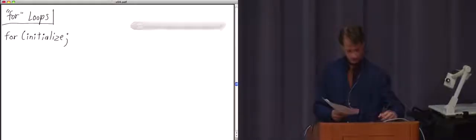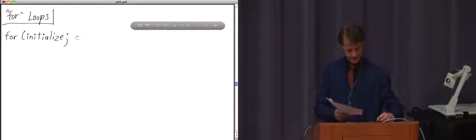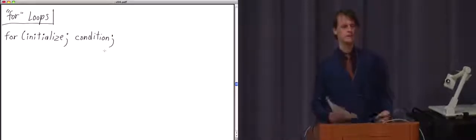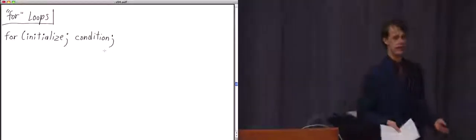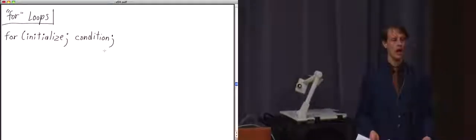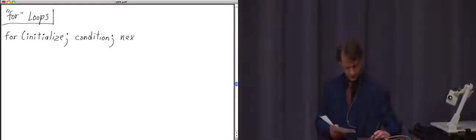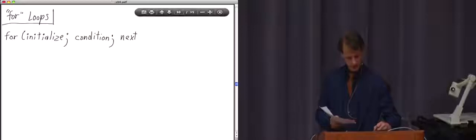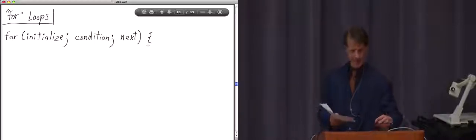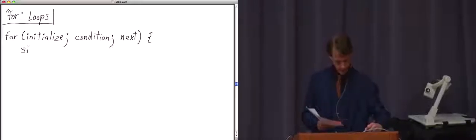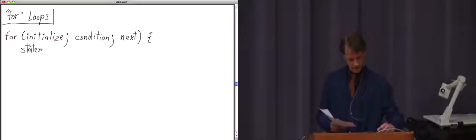So in a for loop, you write for, open parenthesis, three different things inside these parentheses. First, you put some sort of initialization, which usually initializes a variable that you're going to use for the loop condition. Then you put the loop condition, and then you put a sort of next expression whose job is to update the loop variable. And then you put whatever statements you want to execute inside the loop.